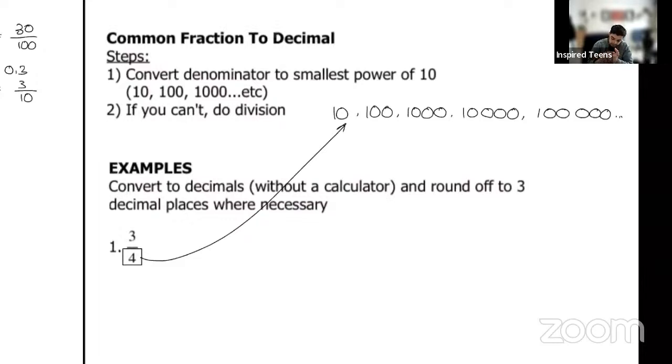Okay, 100 is correct. So 100 is the lowest number between the powers of 10 that 4 can go into, right? 4 times 25 is 100. There we go. Okay, so let's convert this to 100.